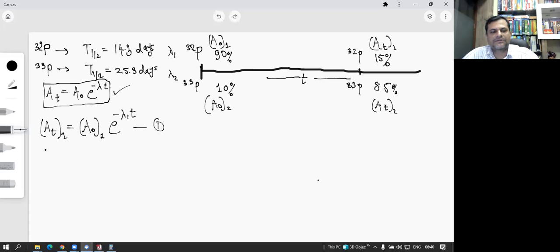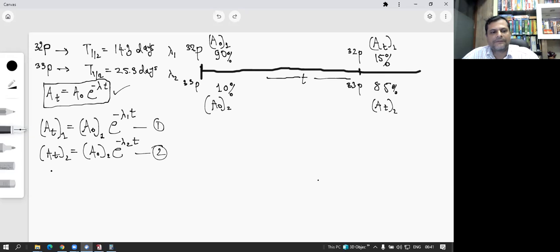So we get A2, which is equal to A naught 2 into e raised to minus lambda 2 into t. That is equation number 2. Now let us divide these two equations, because A naught 1 upon A naught 2 can be found just by 90% divided by 10%. And the ratio of A1 and A2 we can also get easily, that is 15% upon 85%.